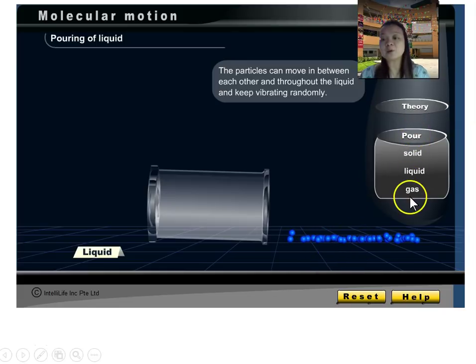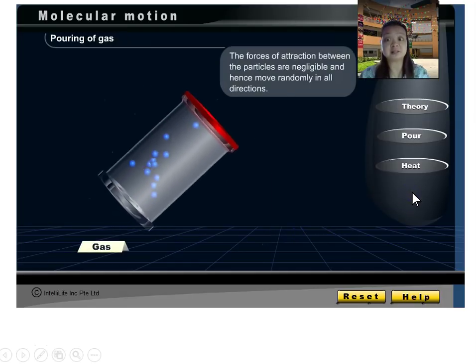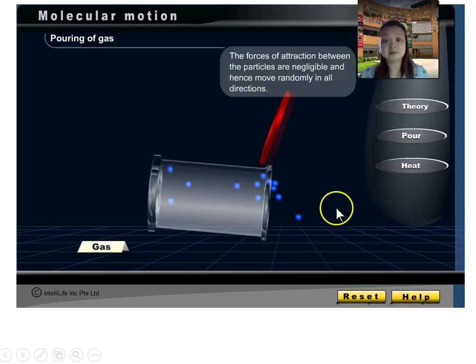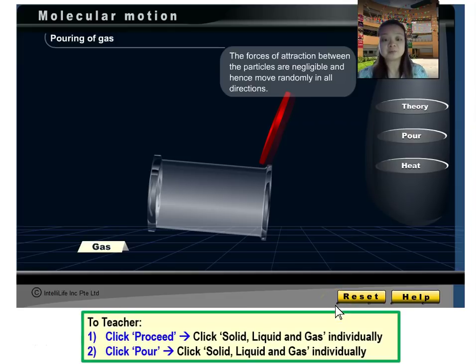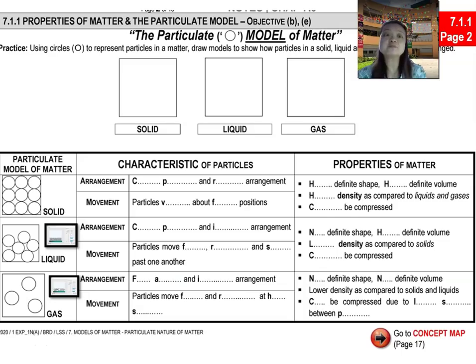Now watch what happens when gas is being poured out of the container. You see, it doesn't stay in one position and it slowly moves away because the particles are so far and they are moving so fast from each other. So, what does that tell us about the movement and the arrangement of solid, liquid, and gases? So let's move on to page 2.